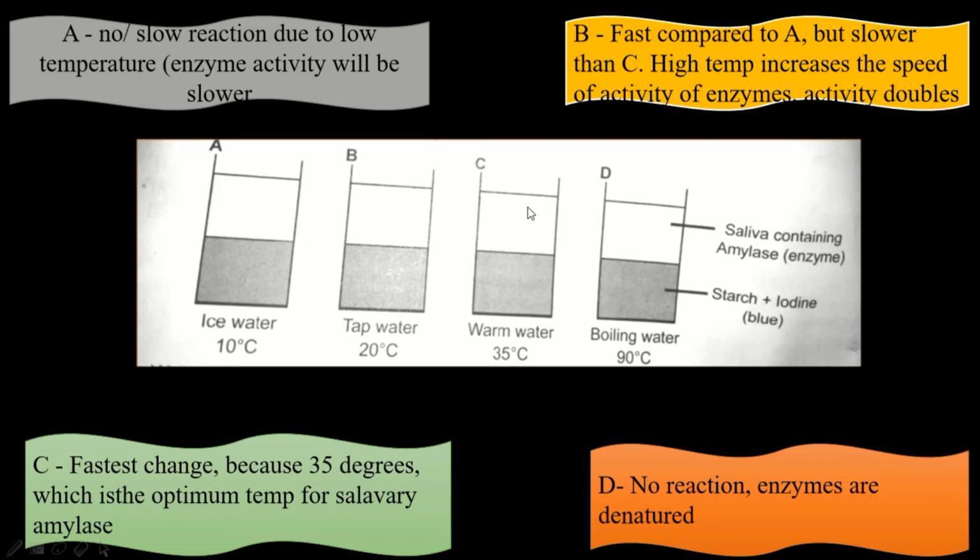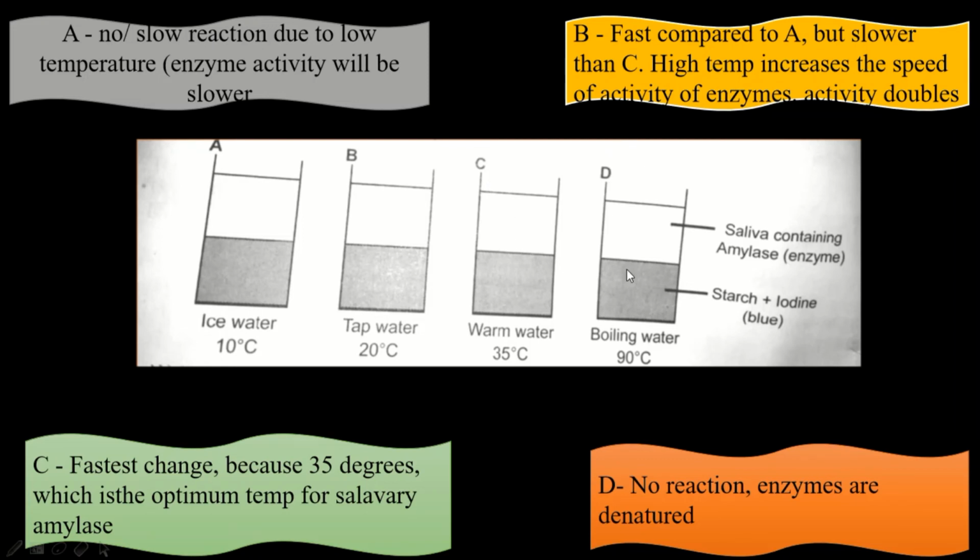Because they work best at 35 degrees Celsius, these enzymes will be able to digest starch such that the solution will not be blue anymore. The reason this solution will not remain blue is because starch was digested. Starch is used up. It's not there anymore. Because starch is absent, your iodine solution cannot remain blue, so it will change its color from blue to yellow. That is to show a positive reaction. So we are seeing a positive reaction in test tube C.